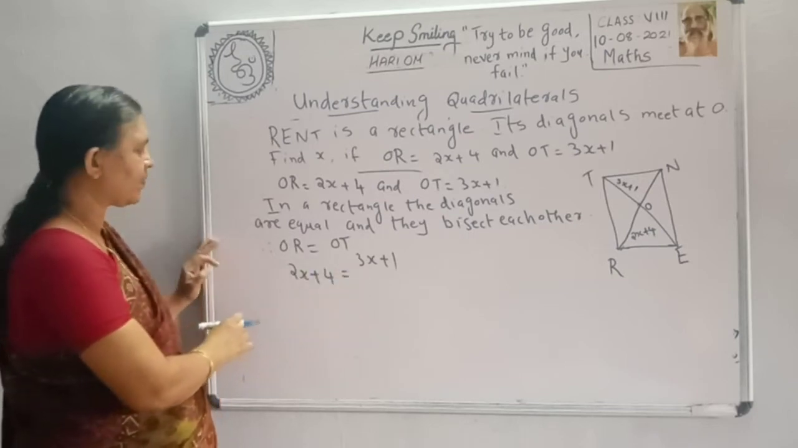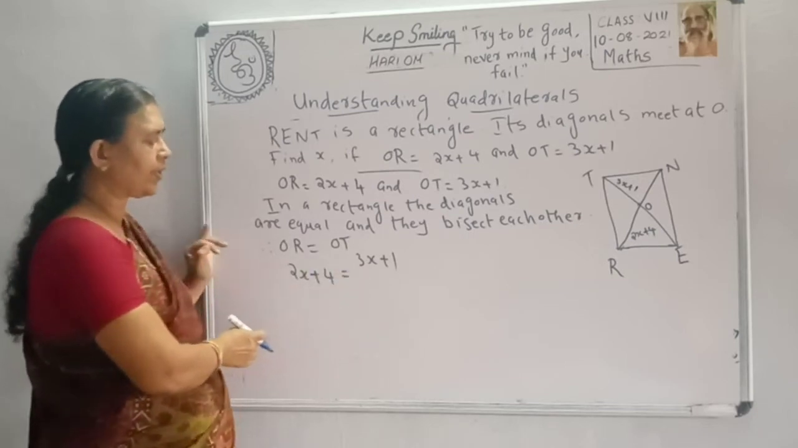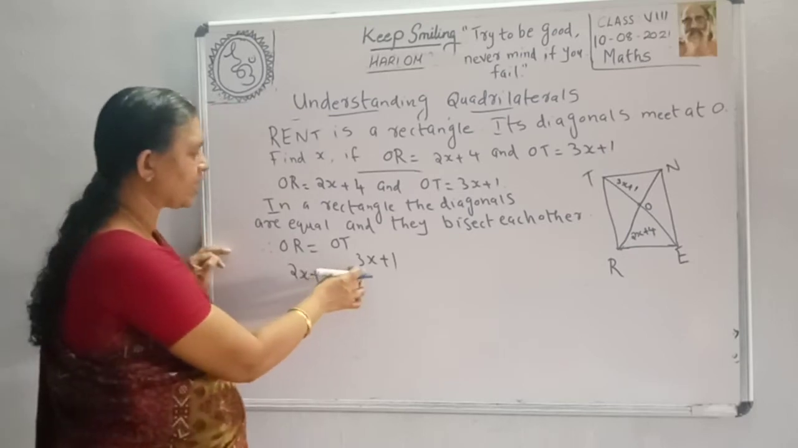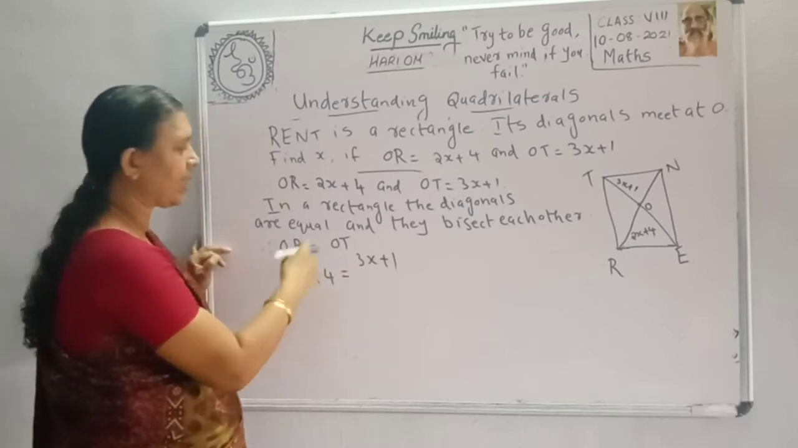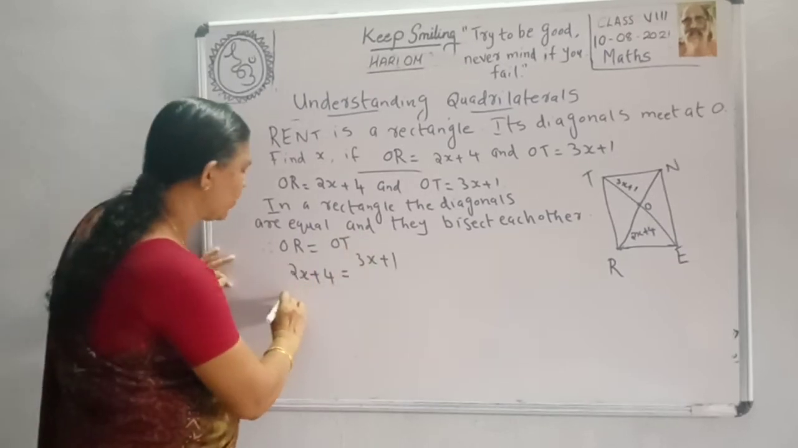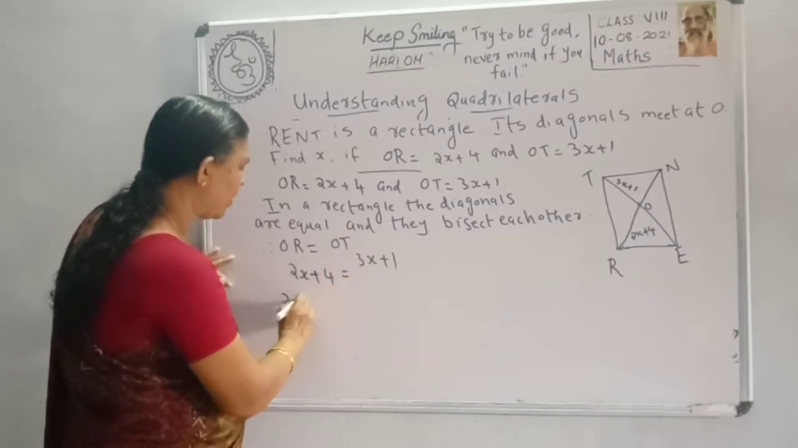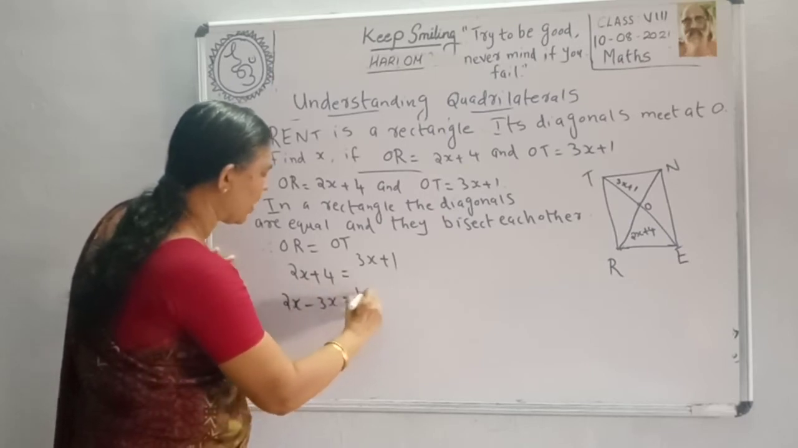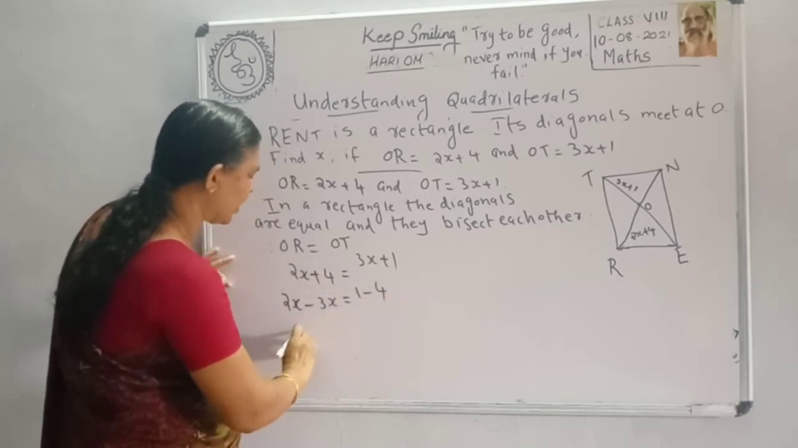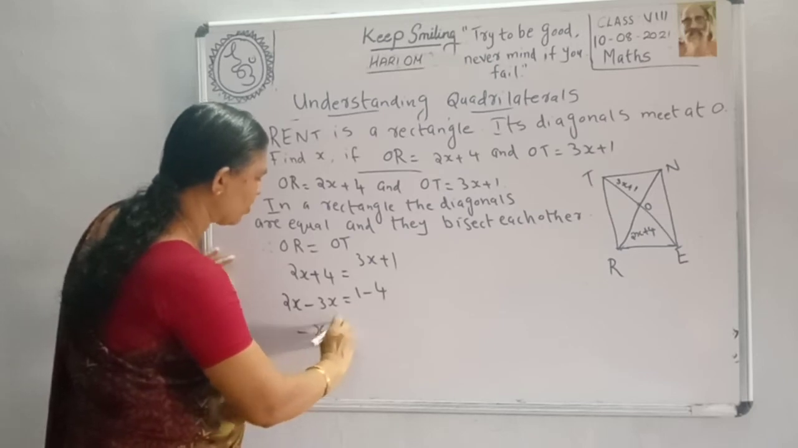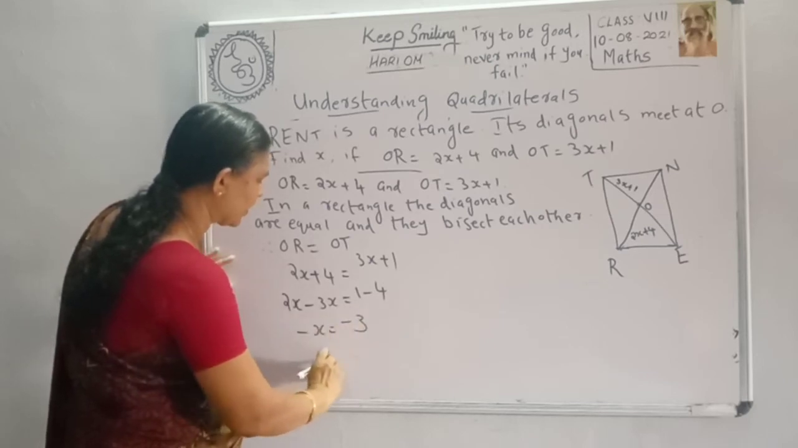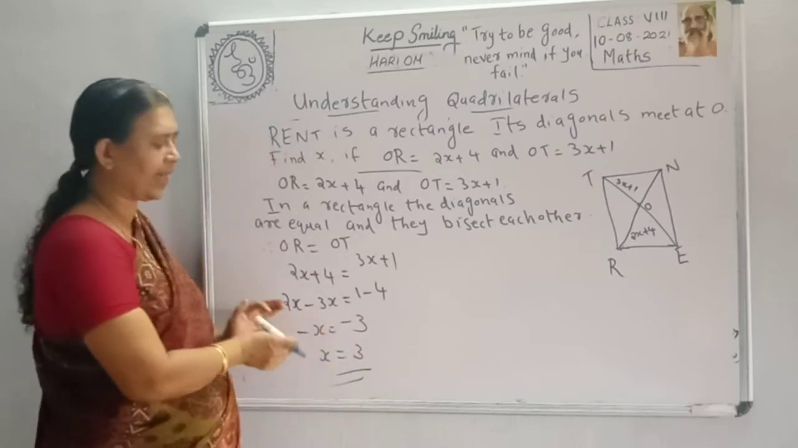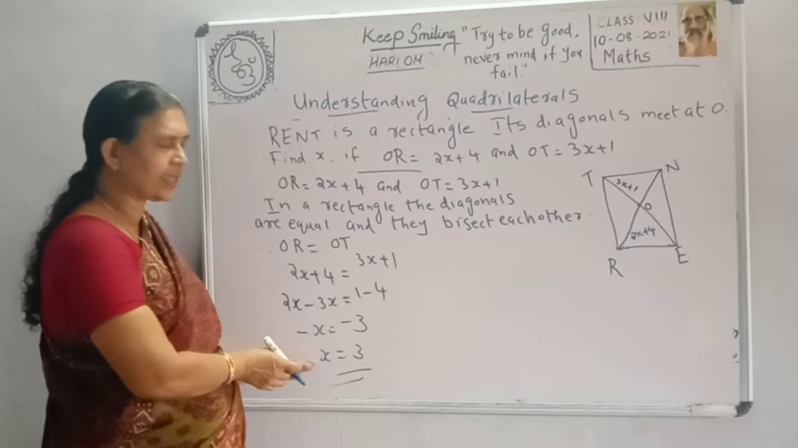To simplify this, what do we do? 2x plus 4 is equal to 3x plus 1. We transpose 3x to the LHS and the constant to the RHS. By transposing, 3x will become minus 3x, so 2x minus 3x is equal to 1 minus 4. 2x minus 3x is minus x, equal to minus 3. Then what is x? If both sides are negative, we can write the number as positive. Therefore, x is equal to 3.